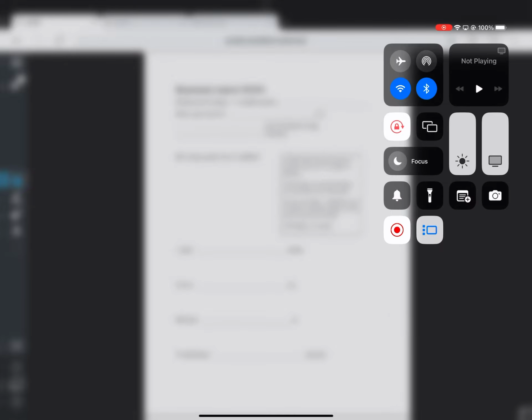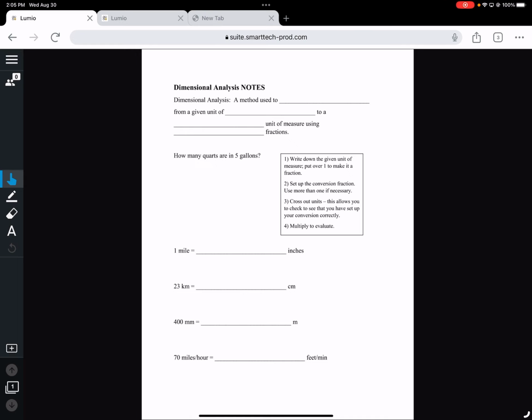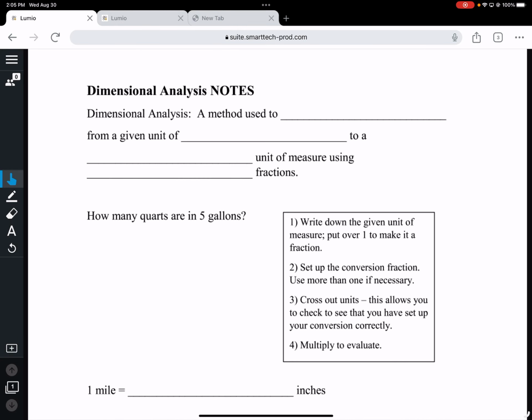Dimensional analysis, which means we're just converting from one measurement to another. So you should have two sheets in front of you. And we're going to start with getting us a definition going.